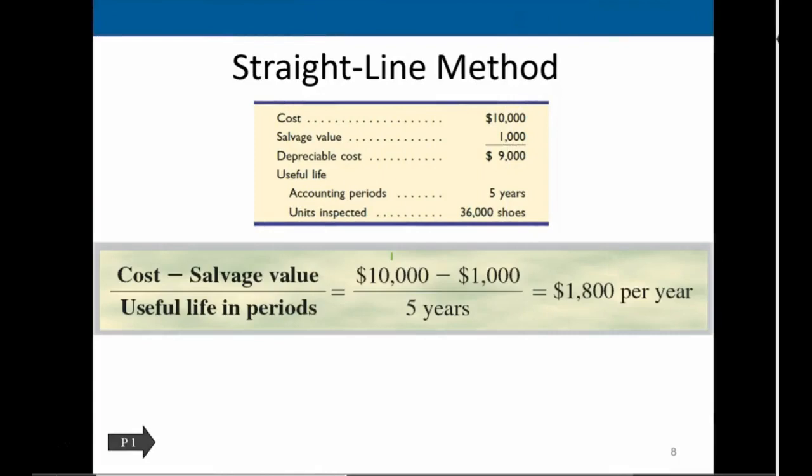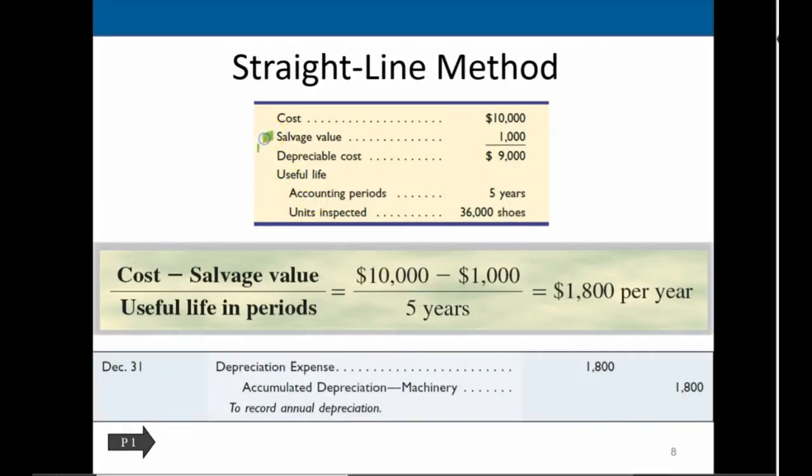So we have the straight line method. If we calculate this, we have the cost here, the salvage value, that's what it's worth at the end of the useful life. That's the depreciable cost, the 10 minus the 1. The useful life, in this case, 5 years. And we don't really need the units in this case because that would be for a different method. So we're going to take the cost minus the salvage value.